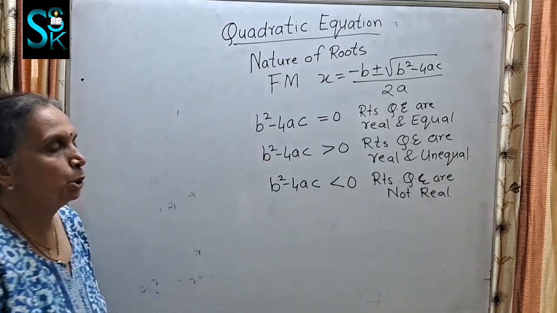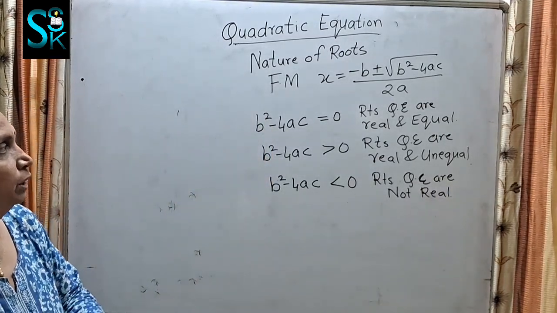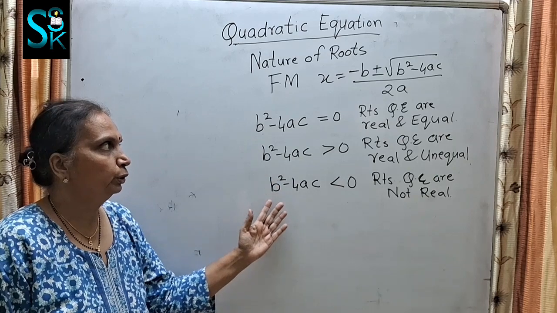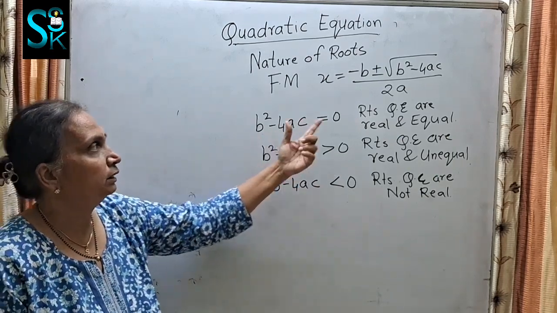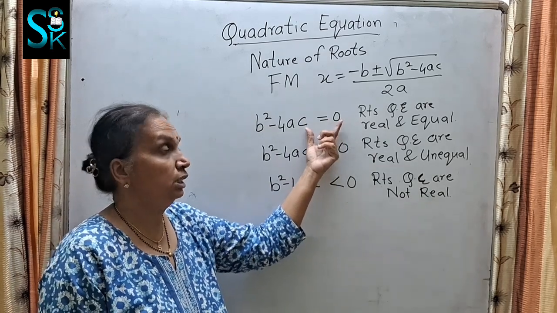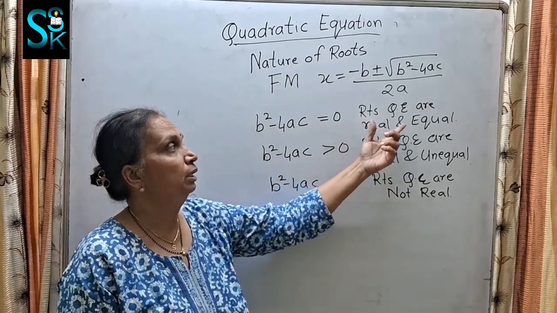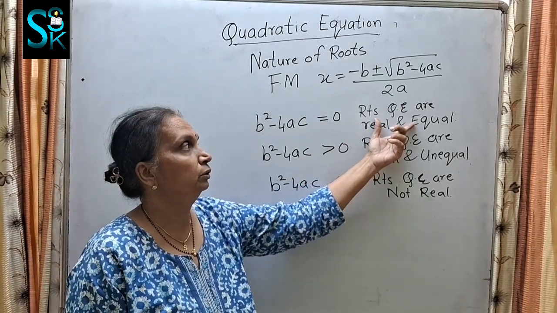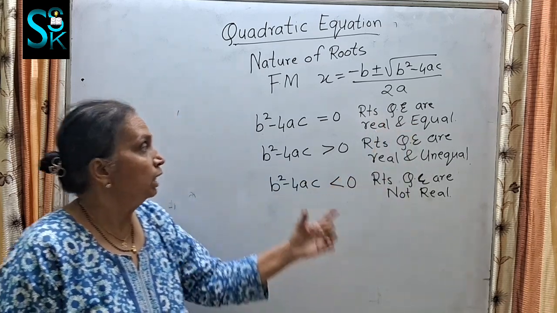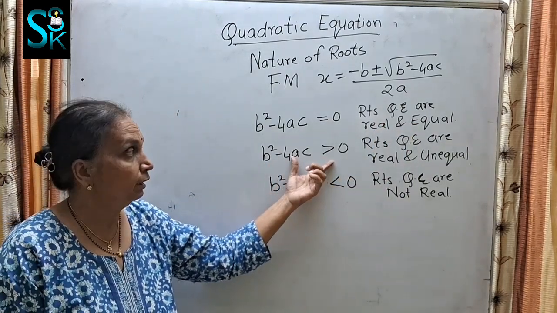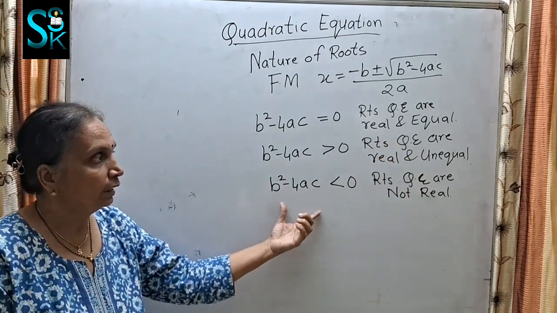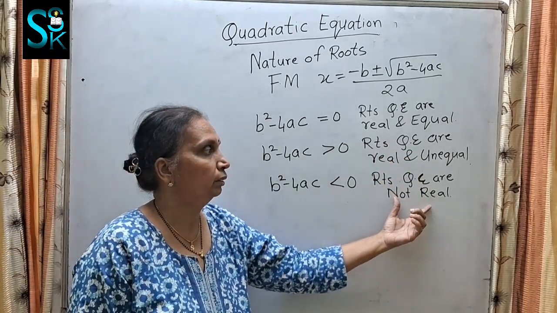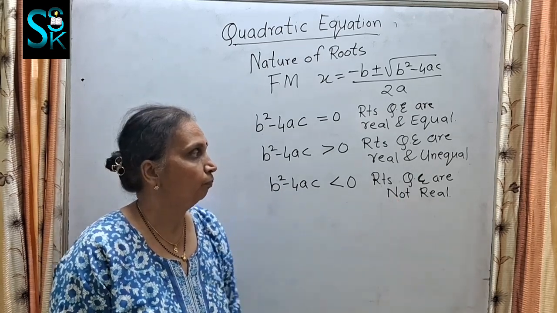So usually in the exam the question comes, determine the nature of the roots. Then you have to find the value of b square minus 4ac, and if it is equal to 0, you are going to mention that the given quadratic equation's roots are real and equal. If it is greater than 0, then you say it is real and unequal. If it is less than 0, you say that the roots are not real.